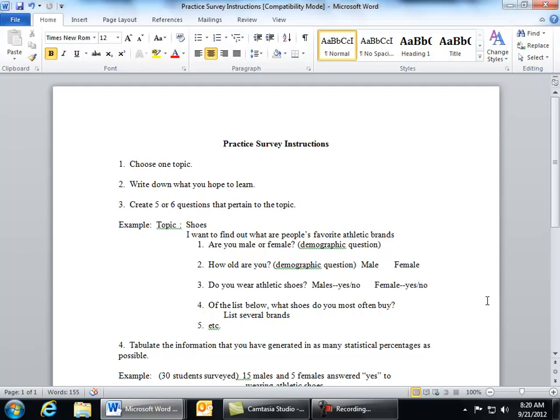Number 3, do you wear athletic shoes? Males, yes or no. Female, yes or no. Maybe I want to find out if females wear more athletic shoes or males wear more athletic shoes. Number 4, of the list below, what shoes do you most often buy? And of course, I would have listed several brands here. Asics, Adidas, Nike, Reebok, and so on and so forth. Maybe the Tevas, maybe the new Vibram 5-fingered toe shoes. Of course, I would have listed all my several brands here.